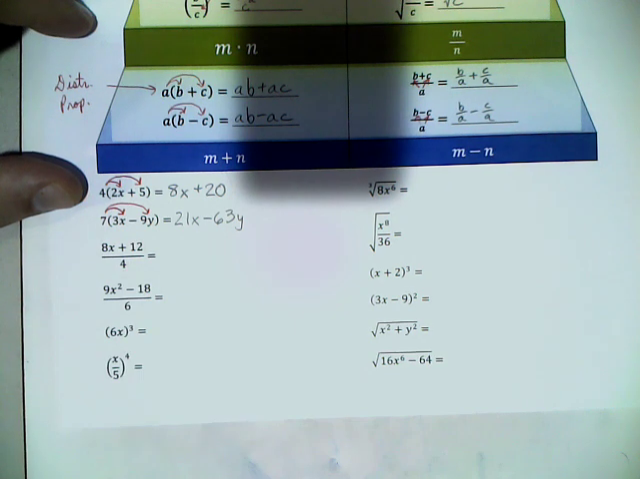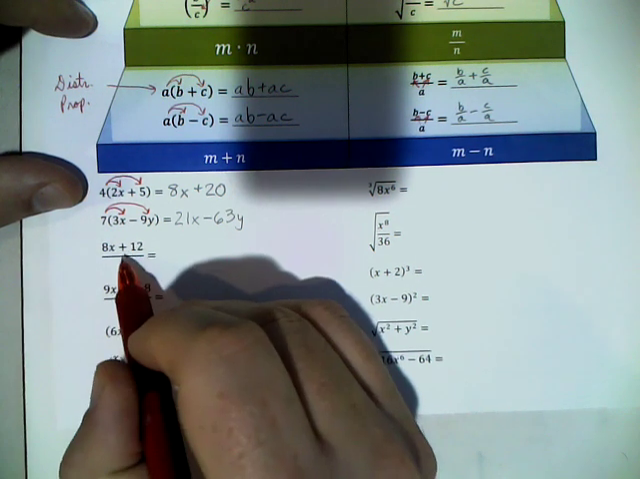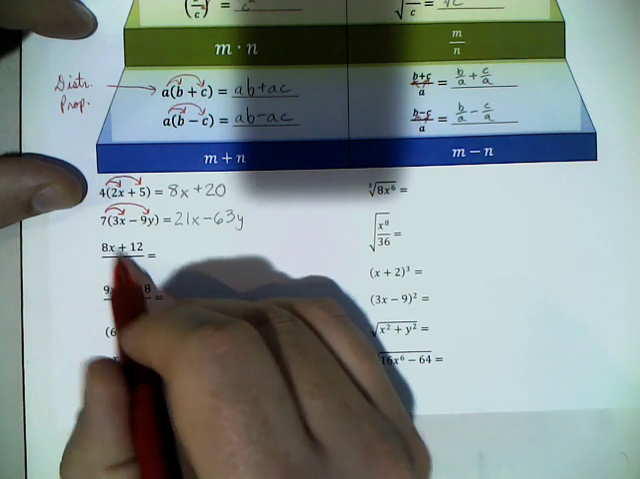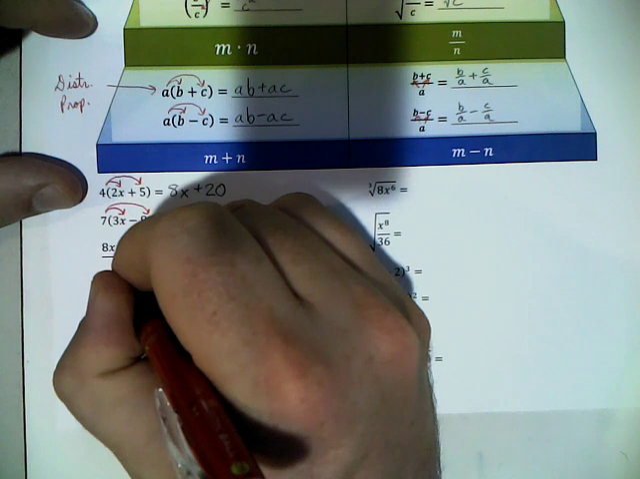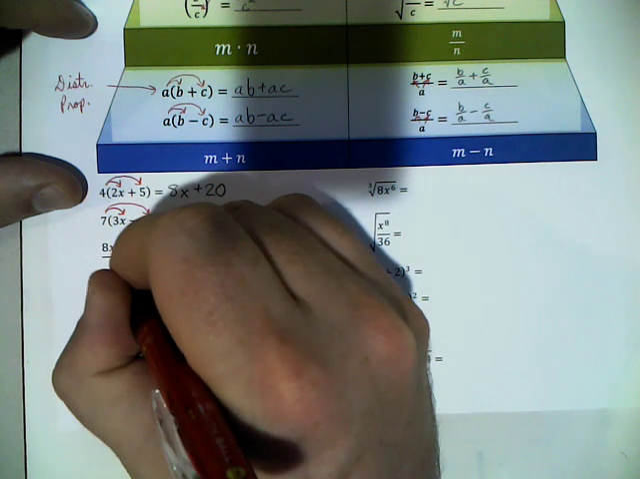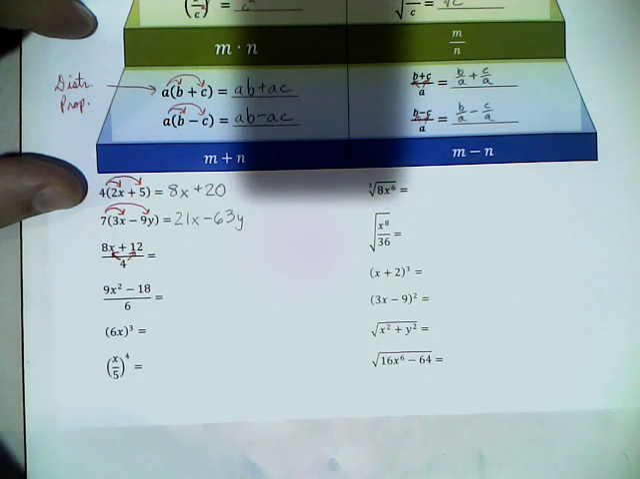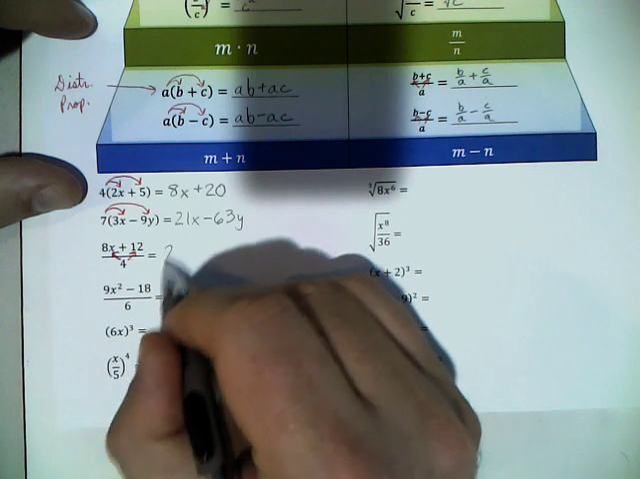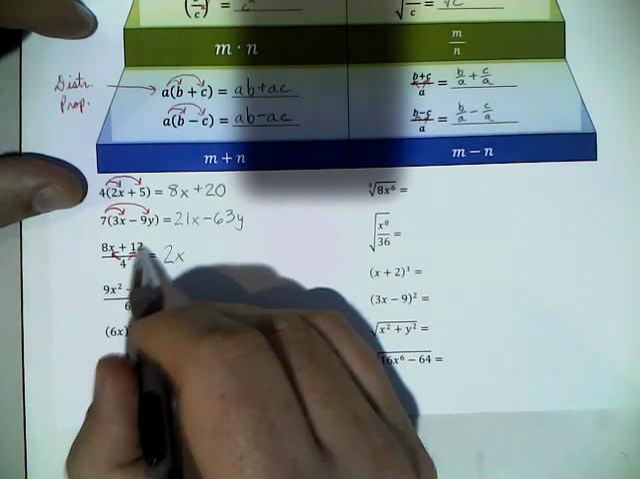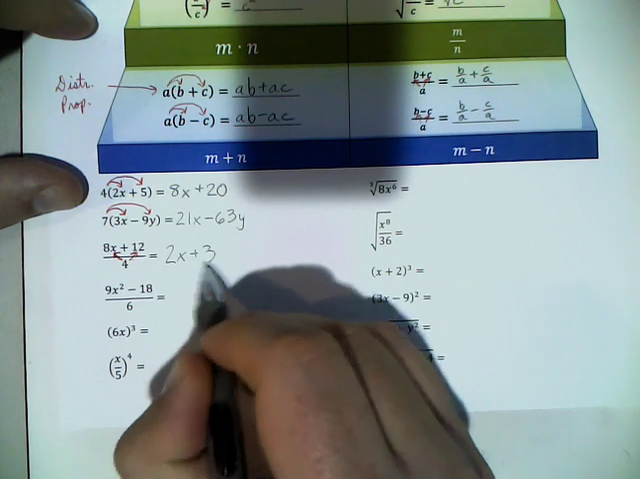So here we have the stronger division outside of the invisible parentheses. And so the divide by 4 will go to each of the things that we are adding. So it's going to be an 8x divided by 4. Well, 8x divided by 4 is really just 2x. And then it'll be a 12 divided by 4, so plus 3.